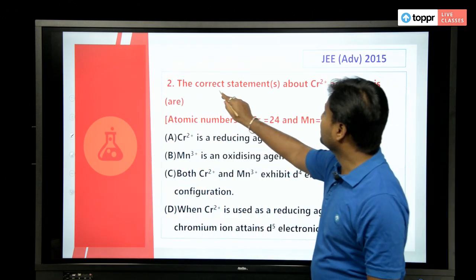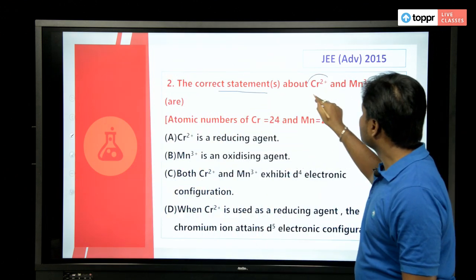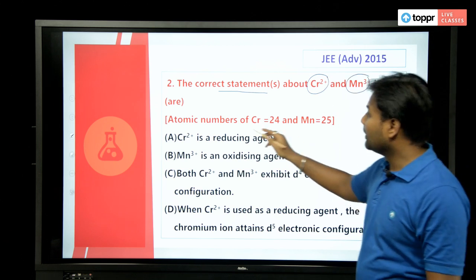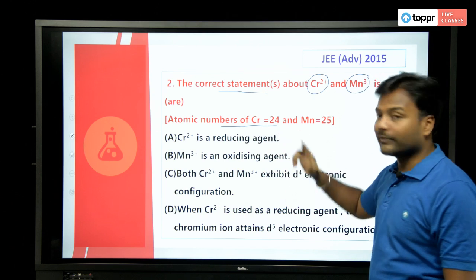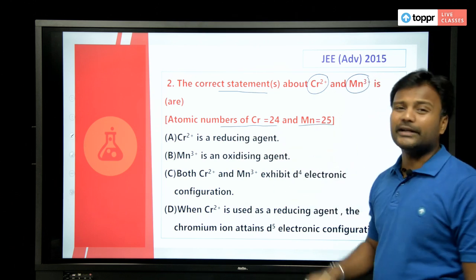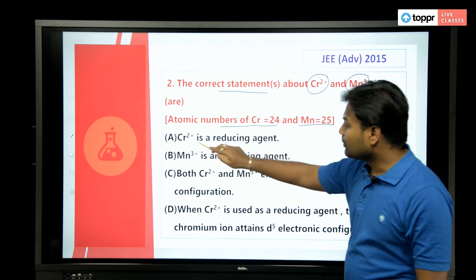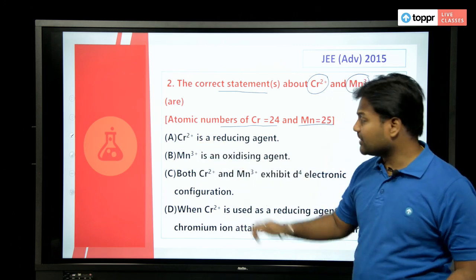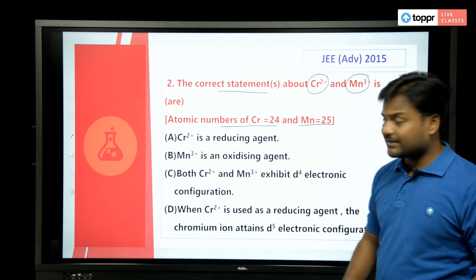The next one, the correct statement about Cr2+ and Mn3+. The atomic numbers of chromium is 24 and manganese is 25. So, look at the options here A, B, C, D. Cr2+ is a reducing agent, Mn3+ is an oxidizing agent.